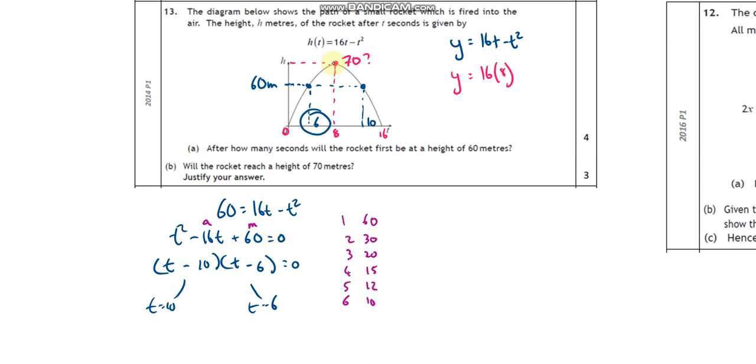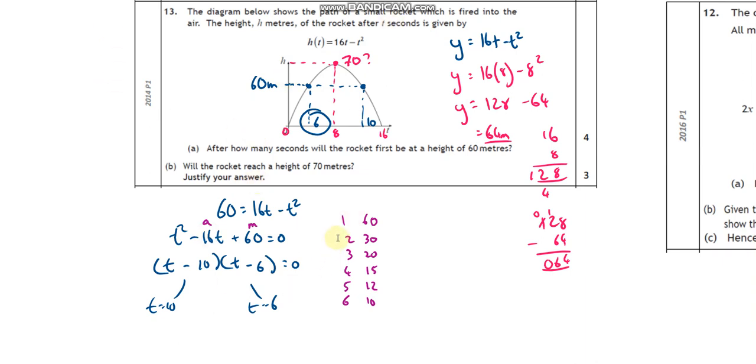16 times by 8, take away 8 squared. So I'm taking away 64. I'll do a little chimney sum for 16 times 8. 6 8s are 48. 80 plus the 4, 8, 9, 10, 11, 12. So 128. Take away 64. So 128 take away 64 is 64. So it's going to get up to 64 meters. So that's equal to 64. So no, it will not get to 70 meters.